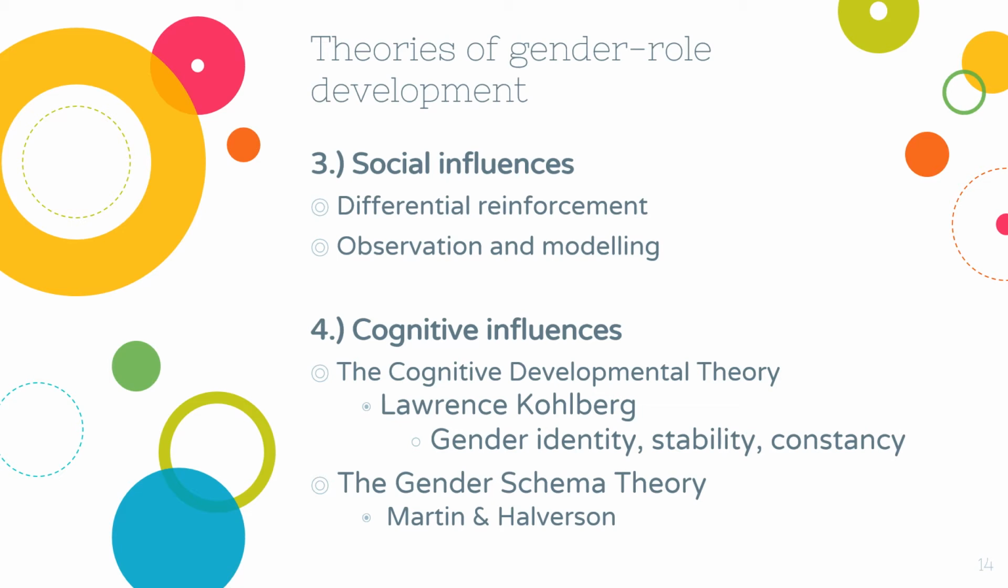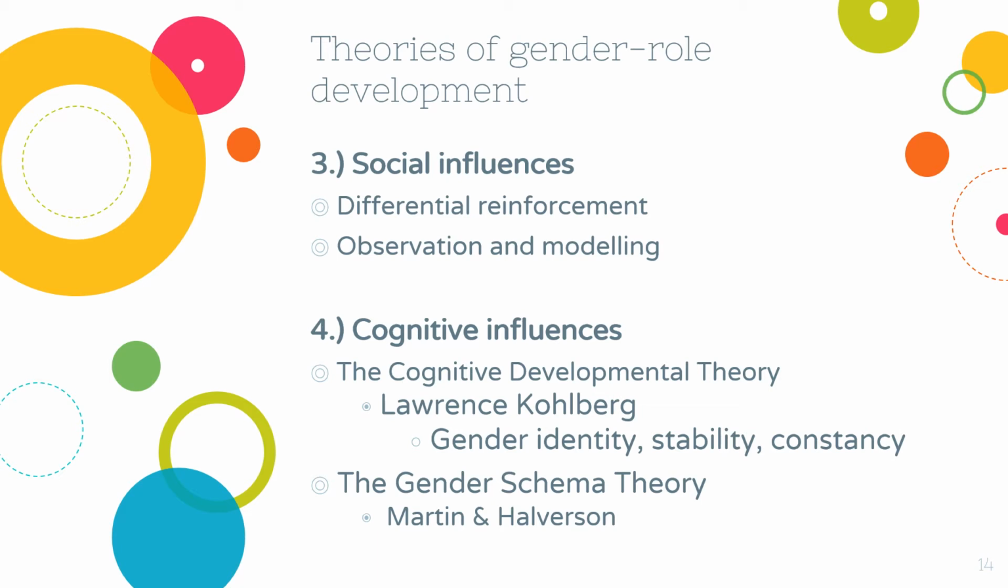Secondly, children are actively involved in their own socialization. They are not passive recipients of social influences. According to Kohlberg, children progress through 3 developmental stages in which they should acquire specific knowledge before they can develop an understanding of what it means to be male or female. It's gender identity, gender stability, and gender constancy.